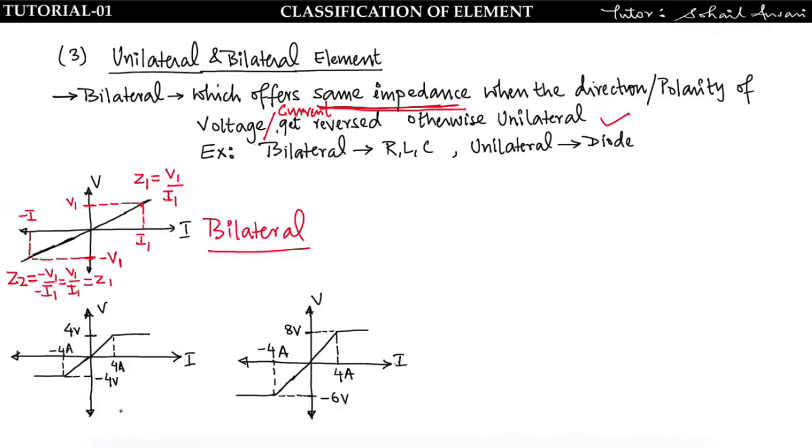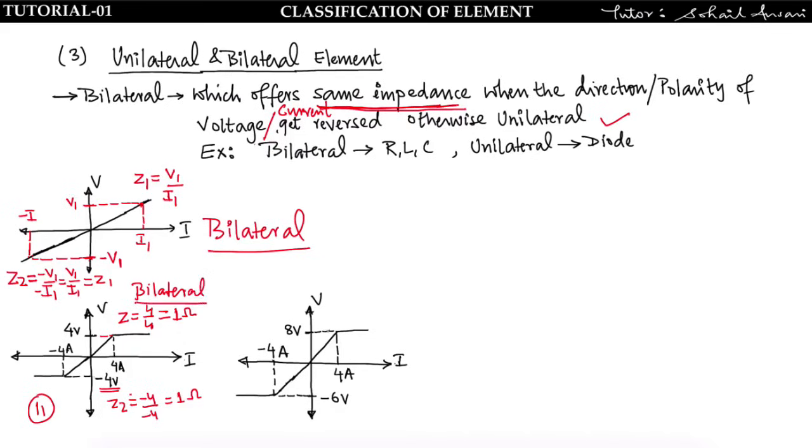Okay, now see the second graph. At V is equal to 4 volt I am getting I is equal to 4 ampere, means Z is equal to 4 by 4, V upon I, that is equal to 1 ohm in the first quadrant. Now see in the third quadrant, at V is equal to minus 4 I am getting minus 4 ampere of current, means Z2 is equal to minus 4 upon minus 4, that is equal to 1 ohm. So after reversing the voltage I am getting the same value of impedance, means this is also bilateral.